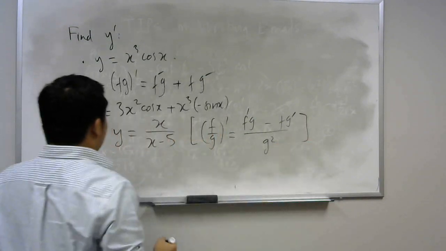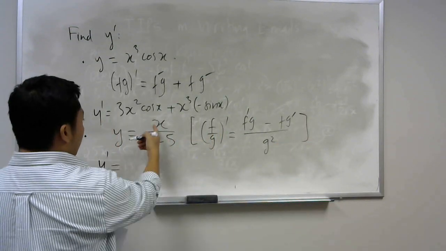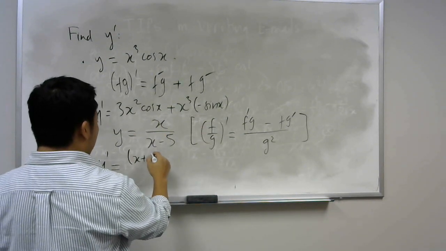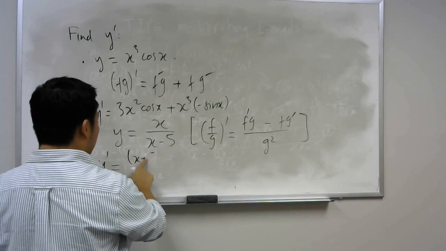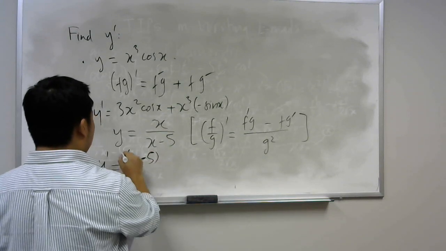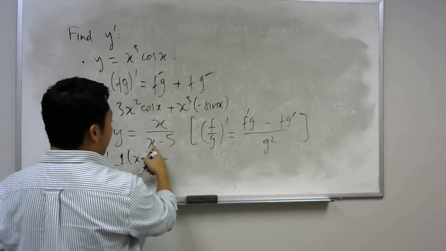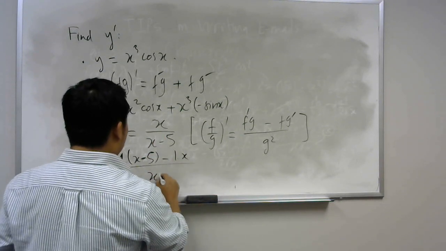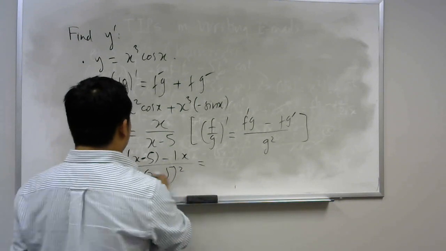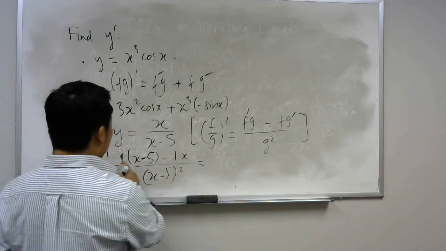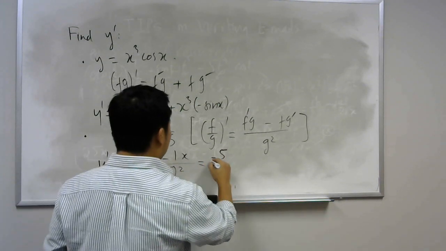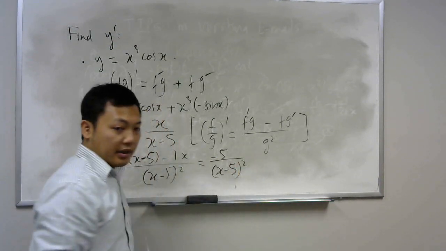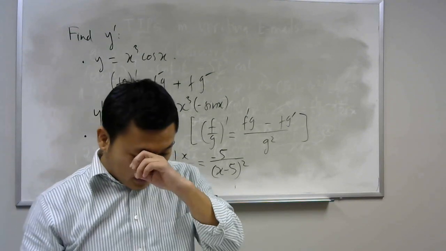So using this quotient rule, the derivative of f is 1, right? So 1 times x minus 5, minus the derivative of x minus 5, which is 1, times x, everything divided by x minus 5 squared. So I have x minus x is 0, and 1 with negative 5 is negative 5. So I have negative 5 over x minus 5 squared. I'm done with the first two questions.